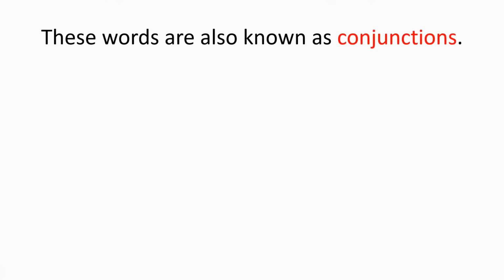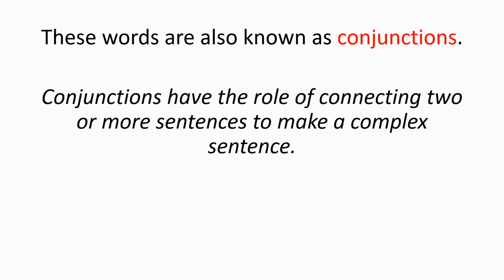These words are also known as conjunctions. In other words, you may call them connectives because they have a special role in a sentence. We don't always write compound sentences. We also make complex sentences. So conjunctions have the role of connecting two or more sentences to make a complex sentence. In a complex sentence, we have two clauses. One is independent and the other one is dependent.